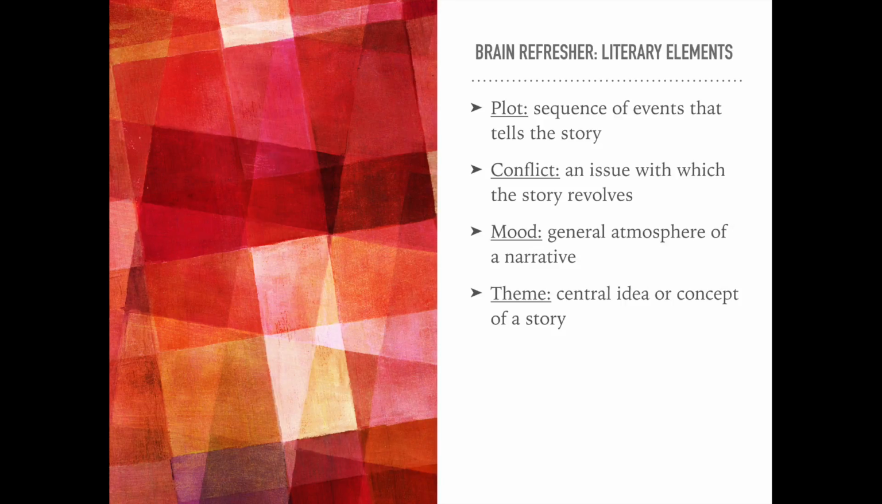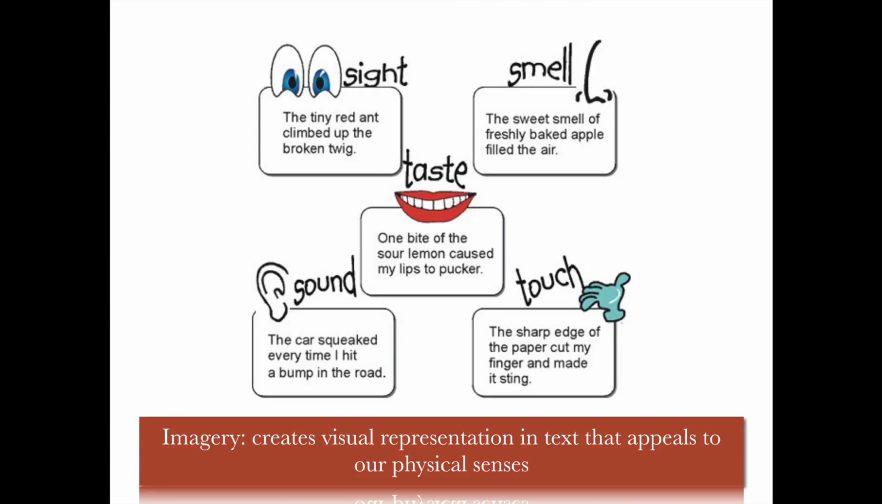Literary techniques are not intended to further the author's purpose, but rather to ensure the comprehension and appreciation of the reader. The first literary technique we're going to be talking about is imagery. Imagery is when the author creates visual representation in text that appeals to our physical senses. The idea of imagery is to put the reader into the text so they can taste, see, smell, touch, or hear as if the reader is in that setting.